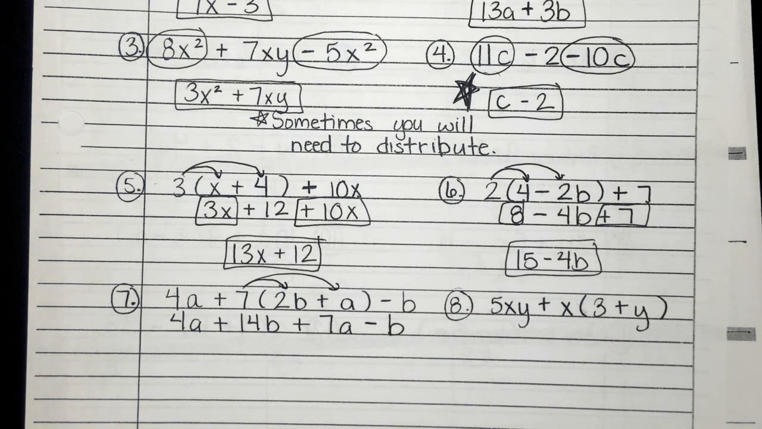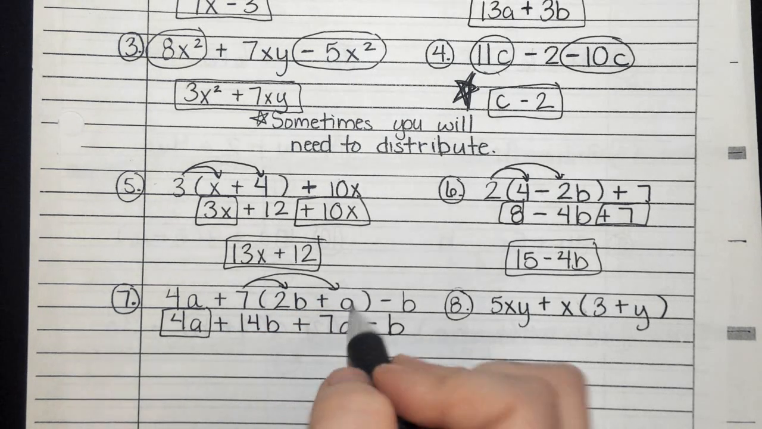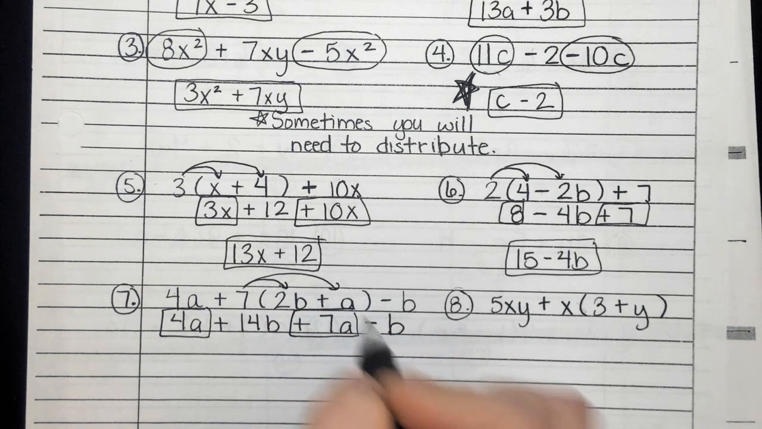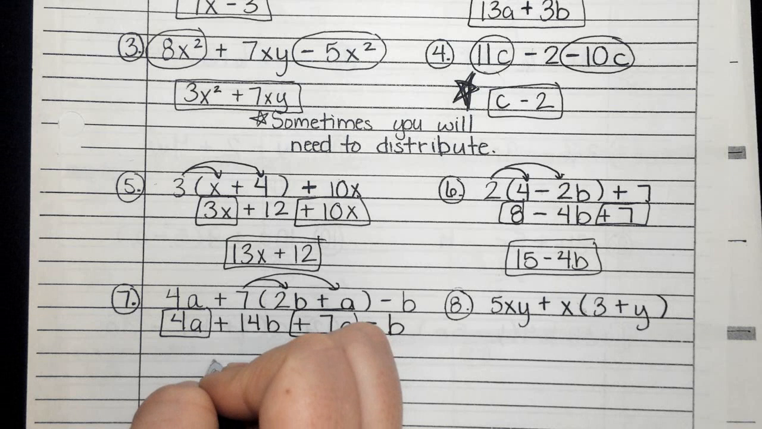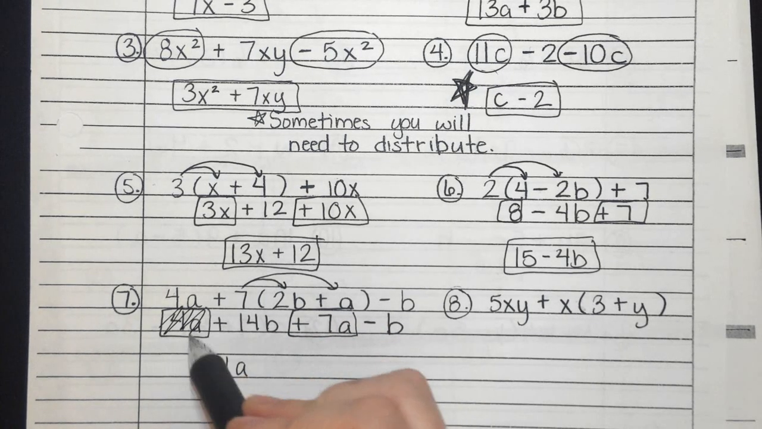Okay, what am I going to do next, Brianna? 4a and plus 7a match. So 4a is at the beginning, and it does match with plus 7a. So what's that going to give me? That's going to get you 11a. And since I'm done with those, I'm just going to kind of mark them out.